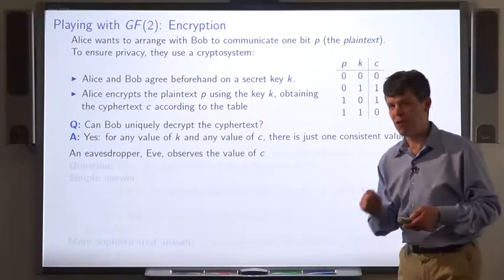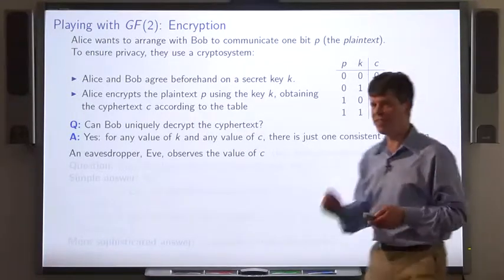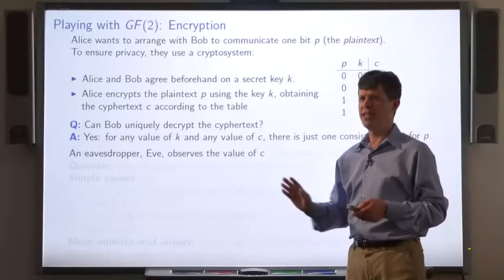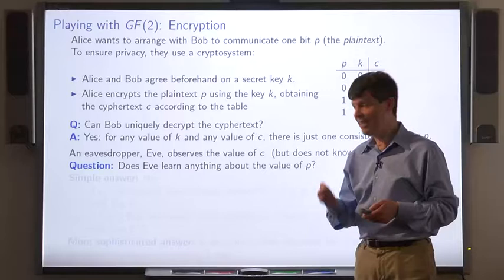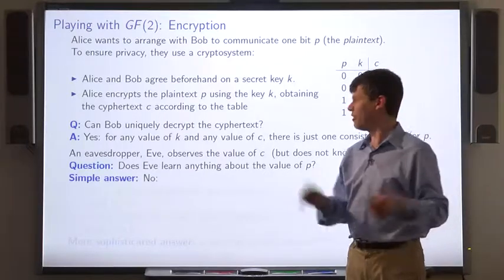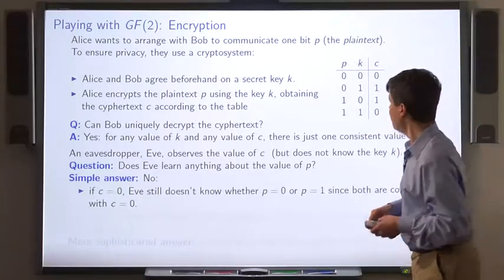Now suppose an eavesdropper, Eve, observes the value of C. She doesn't know the secret key. Can she learn anything about the plain text? And here's the simple answer, no, and here's why.